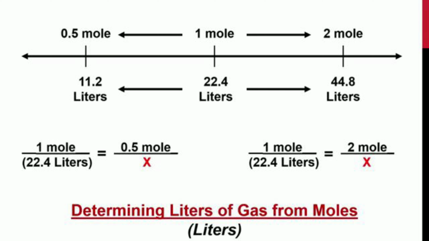We can use proportions if we increase the number of moles as well. So if we choose to double the number of moles, we'll set up the proportion. Notice how the units on the numerator and the units on the denominator will match. When we cross multiply, we can see that when we double the moles, we double the liters to 44.8.